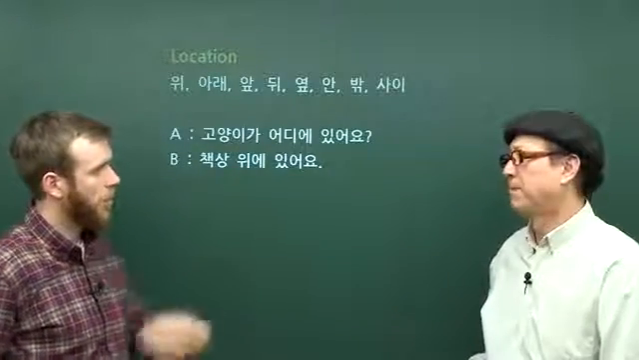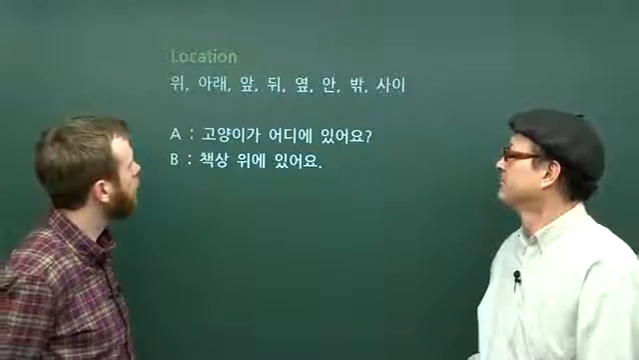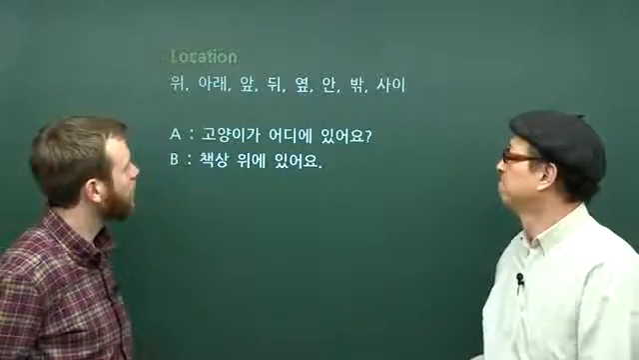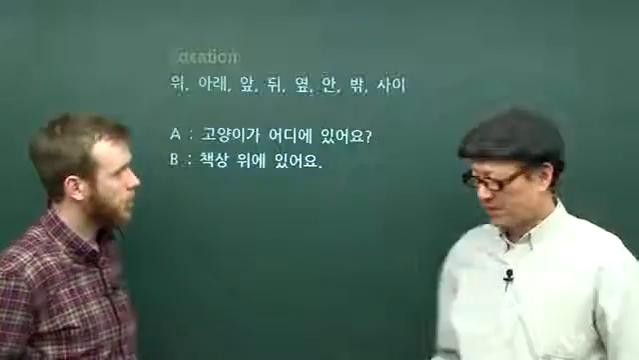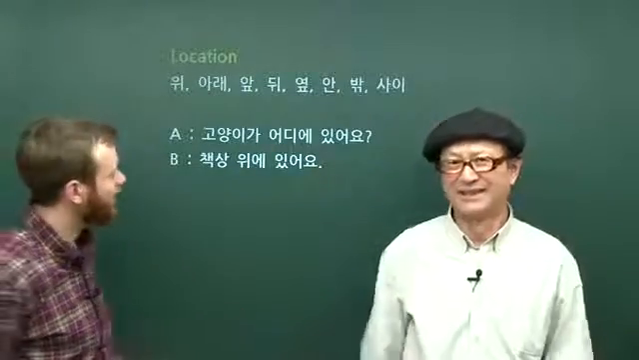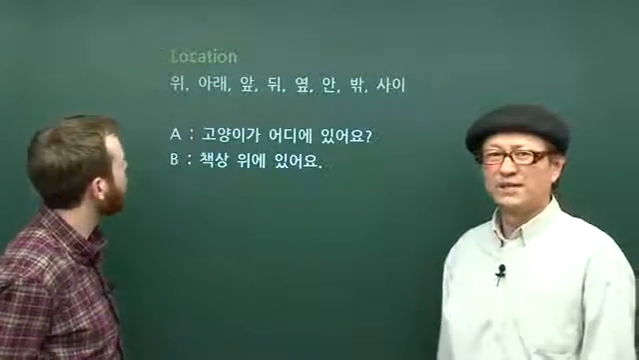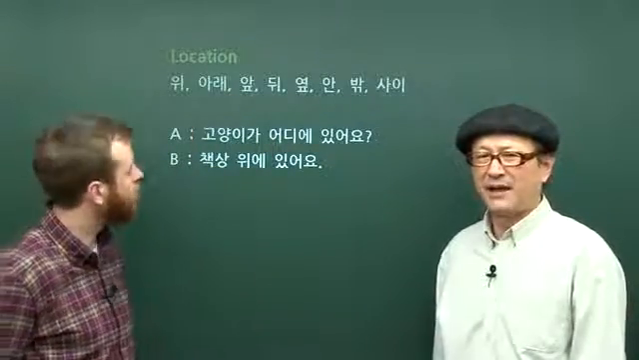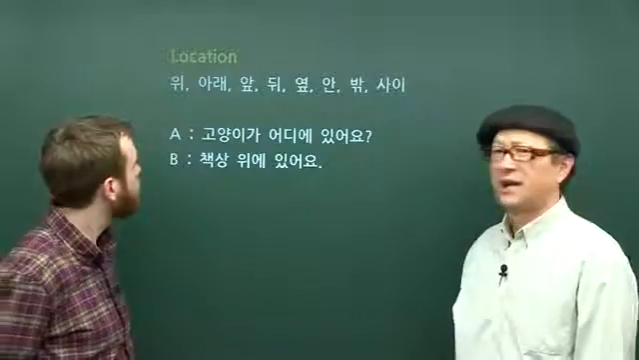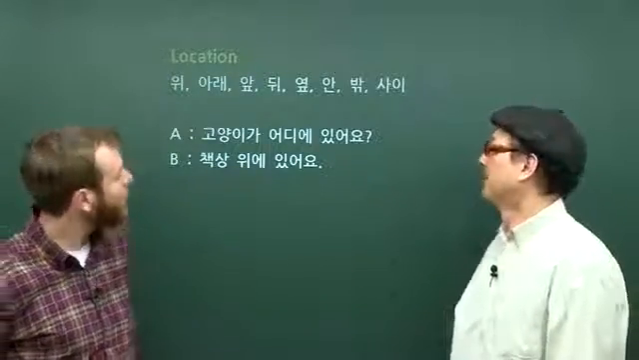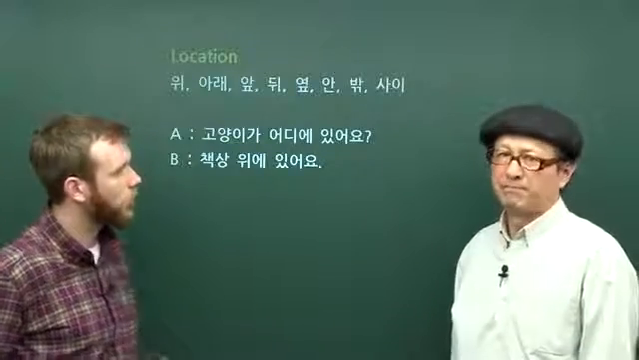앞, in front of. 뒤, behind. 옆, beside. Okay, all right, let's go over these one more time. 위, on. 아래, under. 앞, in front of. 뒤, behind. 옆, beside.